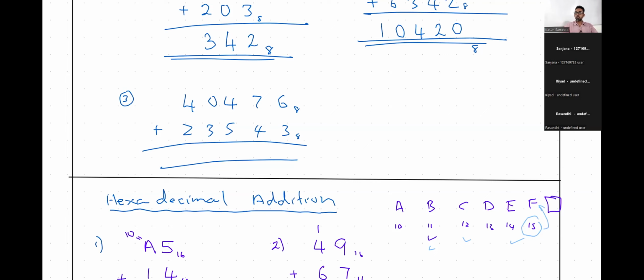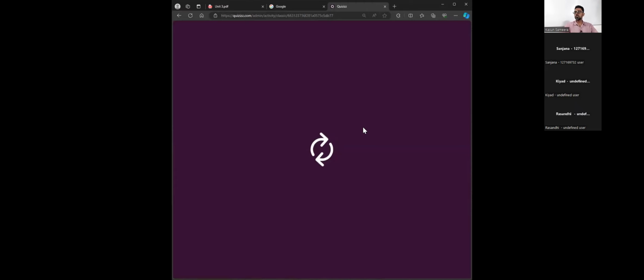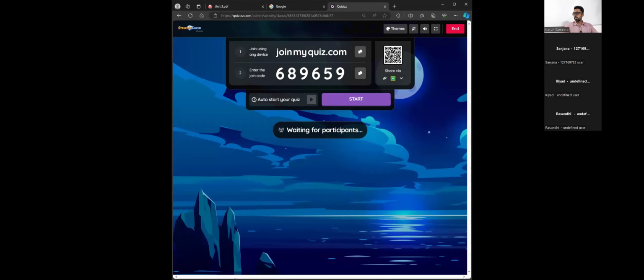Right, we'll do a small quiz today from number systems. There are some questions which include some general stuff, storage units like bits, bytes, kilobytes, megabytes, and all this stuff. Right. This is the quiz. Join the quiz.